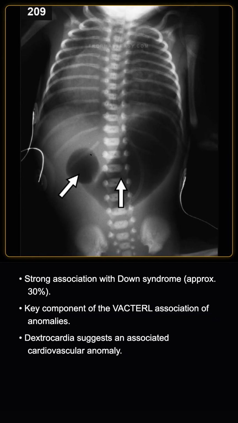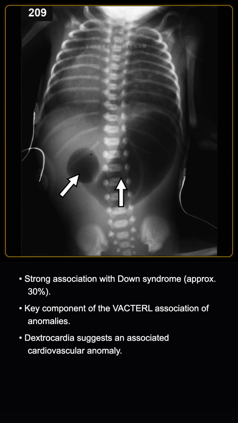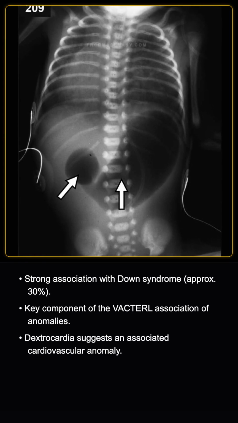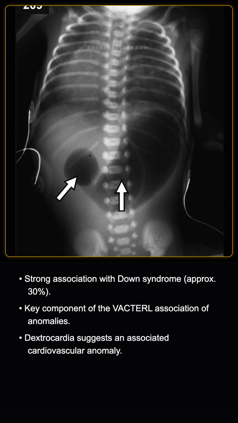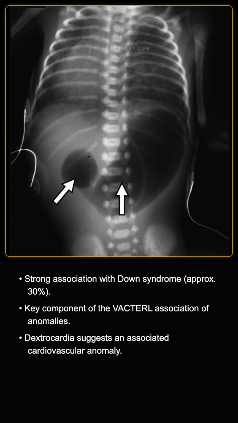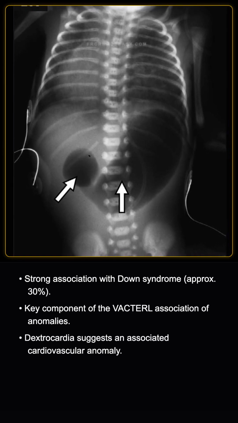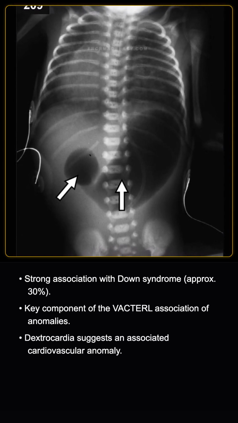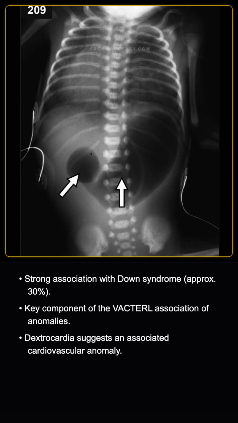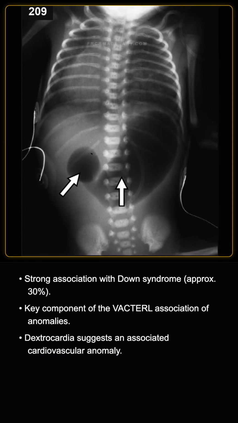Duodenal atresia is strongly associated with Down syndrome, which is present in nearly a third of all affected patients. It is also a key gastrointestinal component of the VACTERL association. VACTERL stands for vertebral anomalies, anorectal imperforation, cardiovascular anomalies, tracheoesophageal fistula, renal anomalies, and limb anomalies. The presence of dextrocardia in this patient strongly suggests an associated cardiovascular anomaly as part of the VACTERL spectrum.